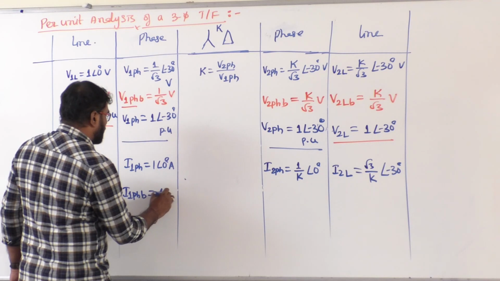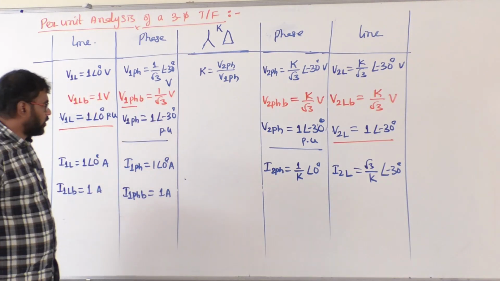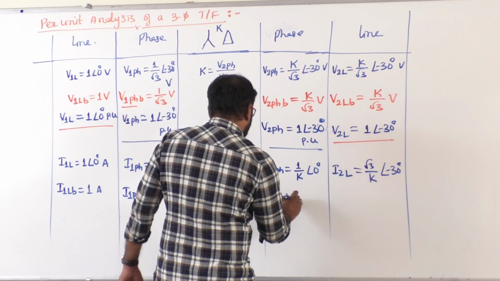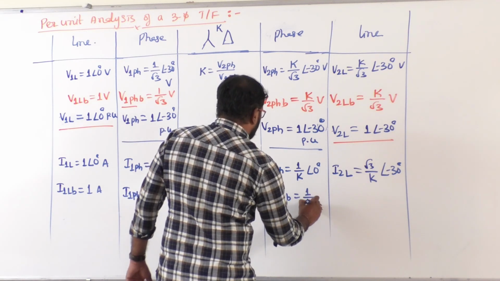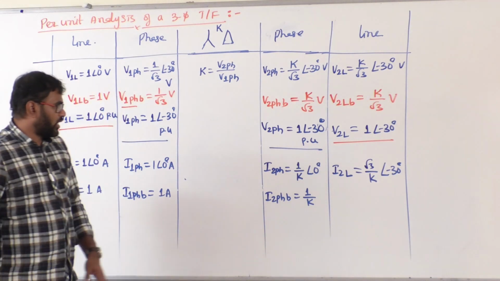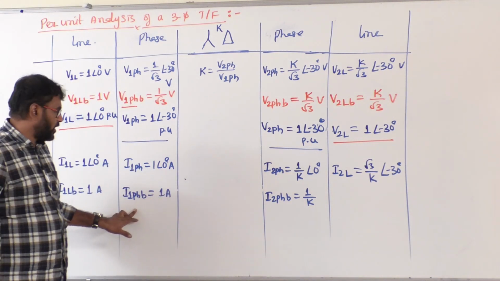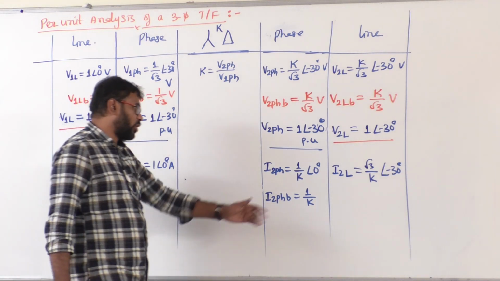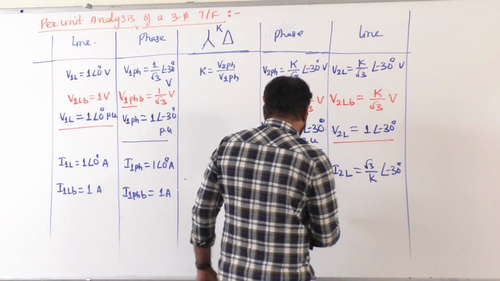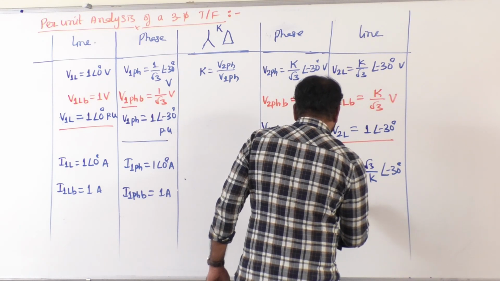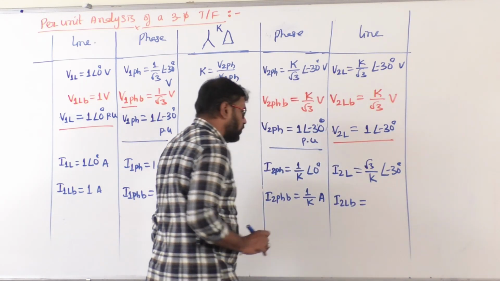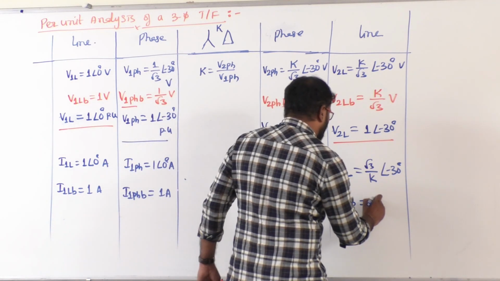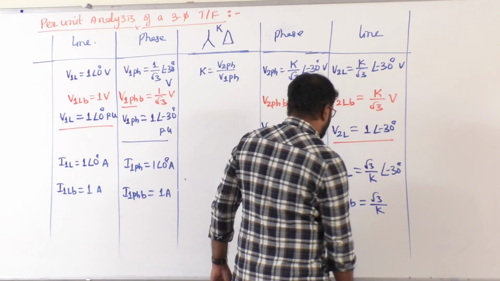I1 phase base is 1 ampere only, because of the star connection, right? Tell me if that is the case. What is I2 phase base? 1 by K. Clear? Because I2 phase by I1 phase equals 1 by K. So the same thing, we got 1 by K ampere. Now tell me, what is I2 line base? Line value equals root 3 times the phase value. That's why we get root 3 by K.